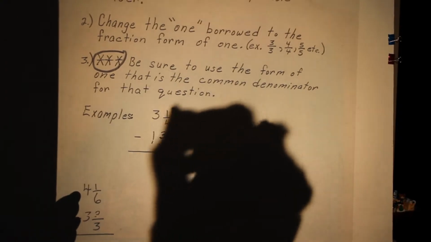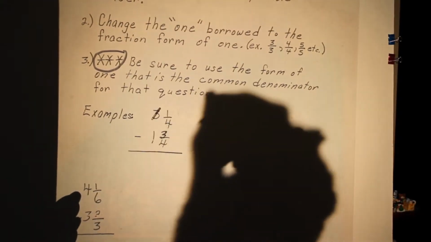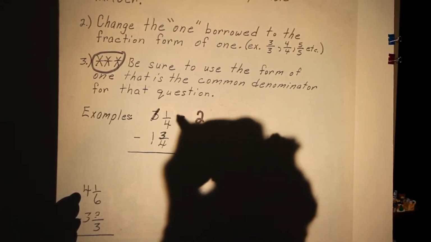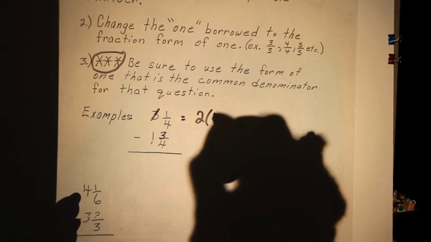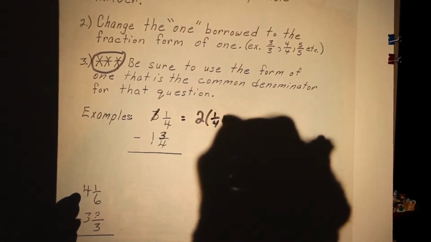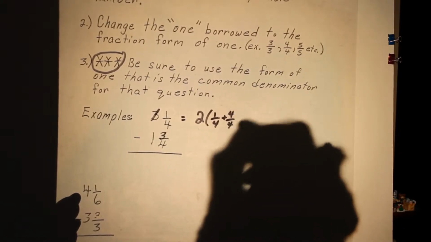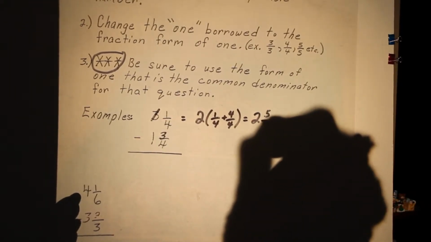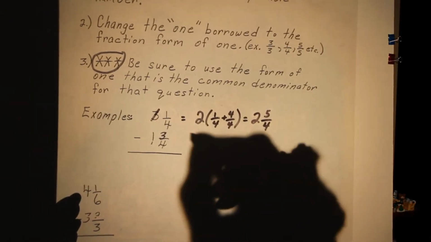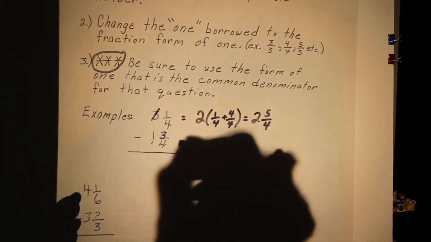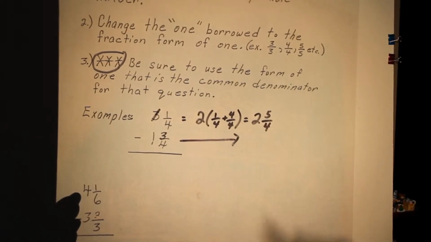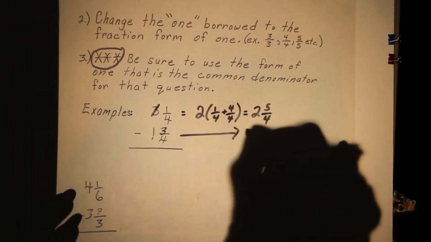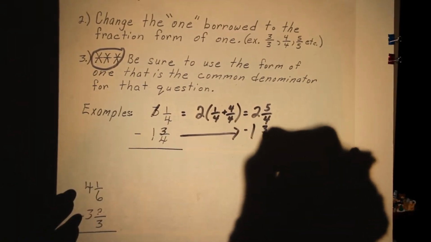So it's going to look now, I'm going to borrow from the 3, it will now become 2, and this will end up being 1/4 that we already have, plus my fraction form of 1. So I actually end up with 2 and 5 over 4. And the bottom number is going to stay the same. We have the same denominator. We don't have to do anything fancy with it. We just have to rewrite it. Subtract 1 3/4.